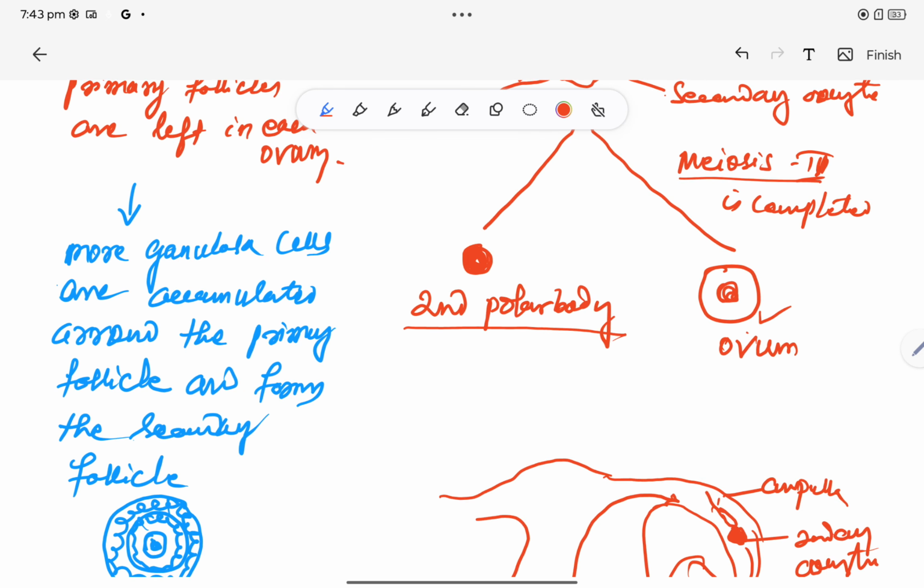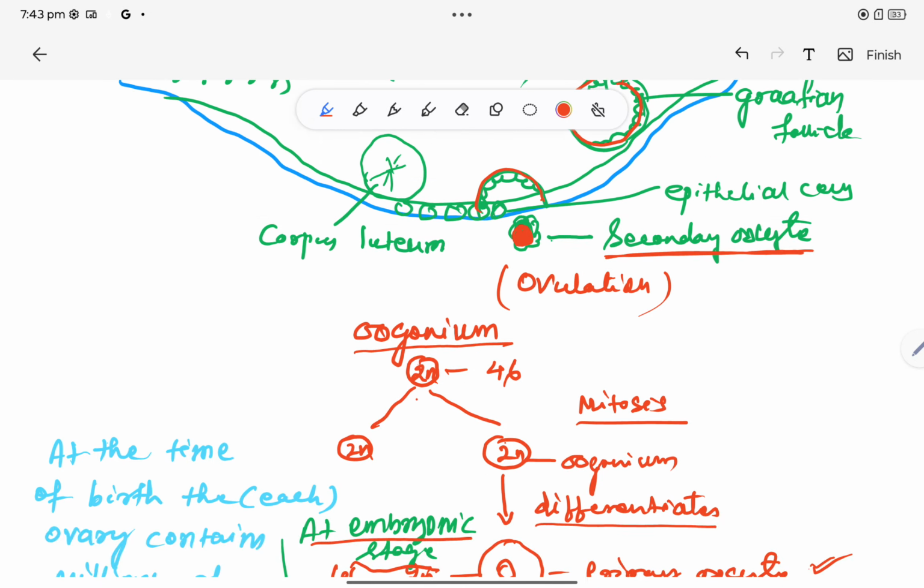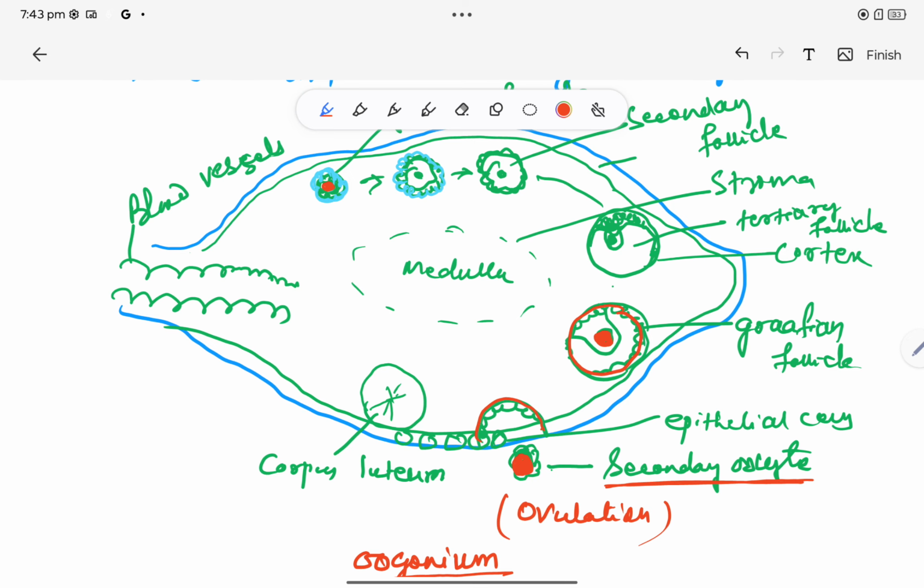I have also shown you the diagram of the ovary. Now, after the release of the ovum, if fertilization takes place, then it will lead to pregnancy. The embryonic development will take place.